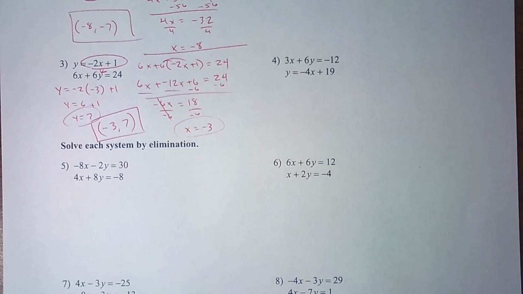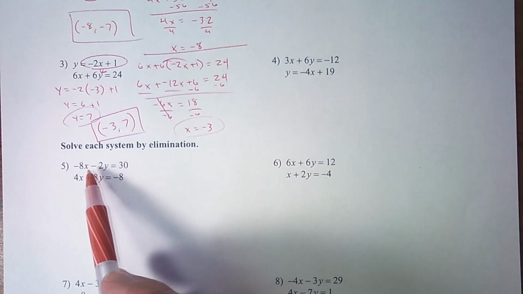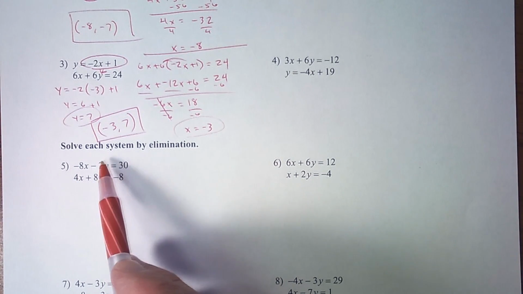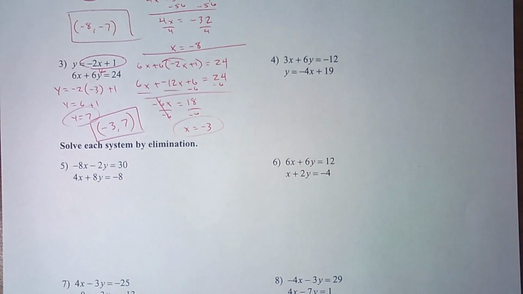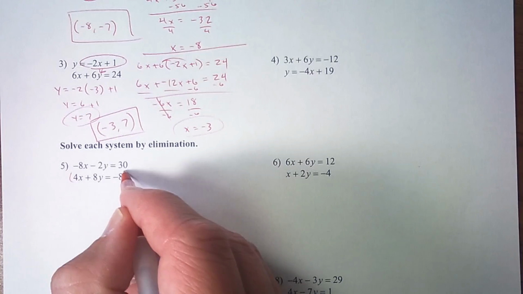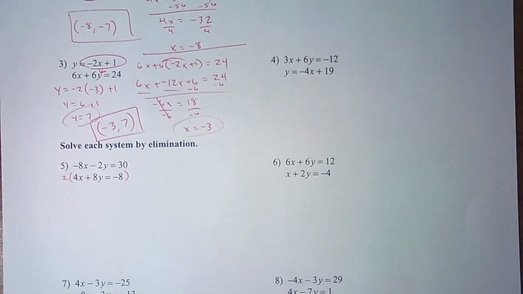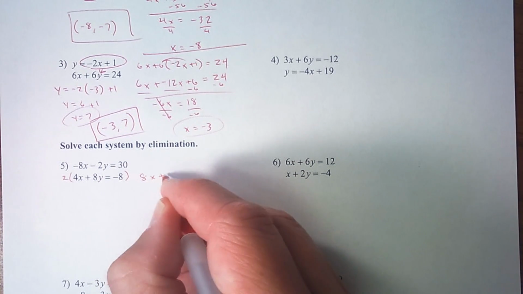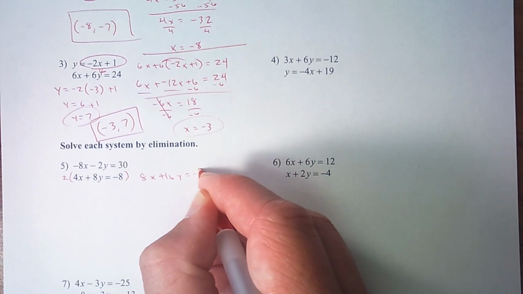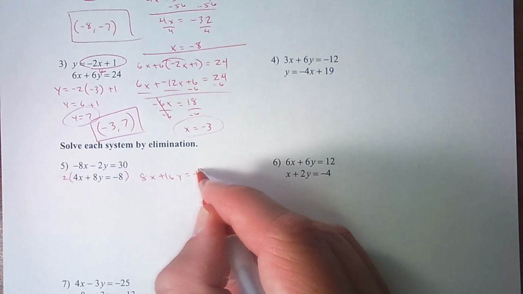Okay, next we're going to solve by elimination. Okay, so in number 5, neither of these is really set up to eliminate yet, but these have opposite signs and these have opposite signs, so I can really just choose between eliminating x's and eliminating y's. Here's what I'm going to do. I will multiply this one right here by 2. So that way I'll have 8x plus 16y equals negative 16.